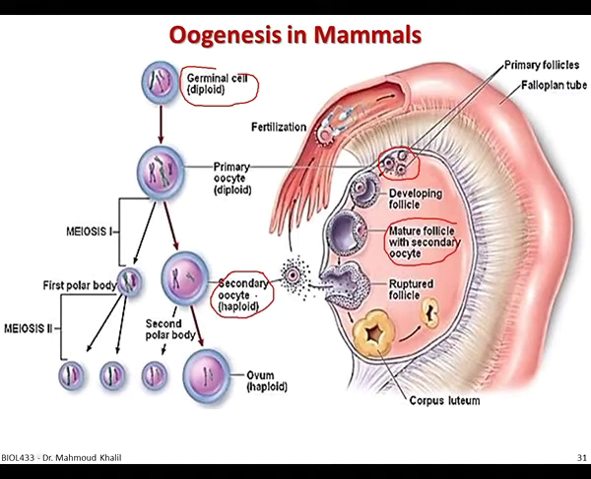And actually, the secondary oocyte, which is now haploid, is at a stage where the follicle gets ruptured and released into the cavity, in which it gets collected by the fallopian tube or the oviduct. Once it moves in the oviduct at the stage of secondary oocyte, it waits for the sperm to be fertilized.